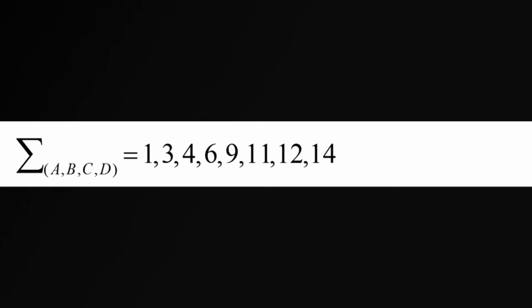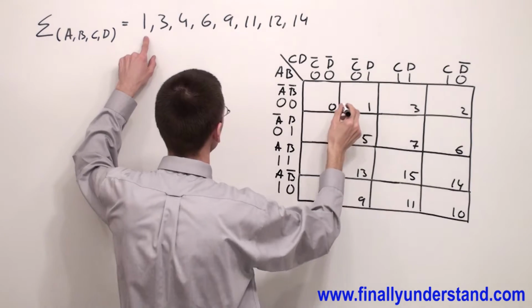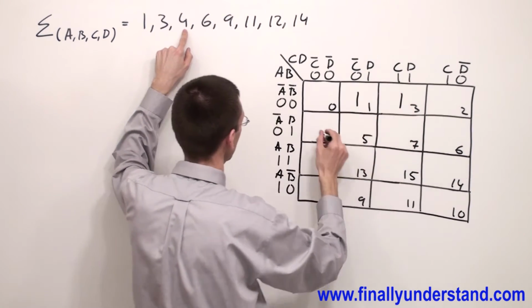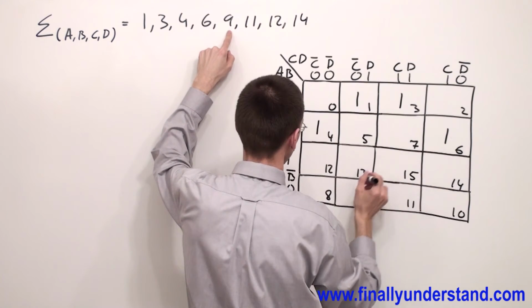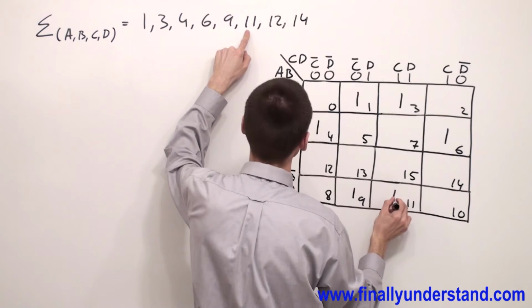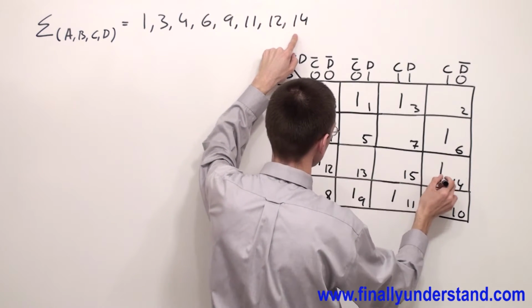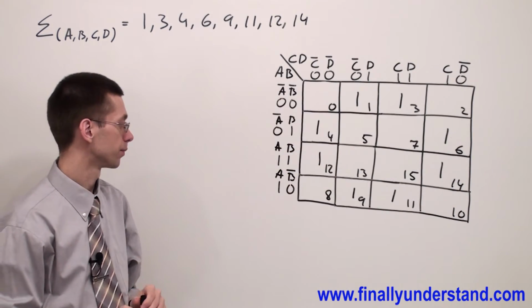We have the next example. We have highs in the following cells: 1, 3, 4, 6, 9, 11, 12, and 14. How many groups can we create?